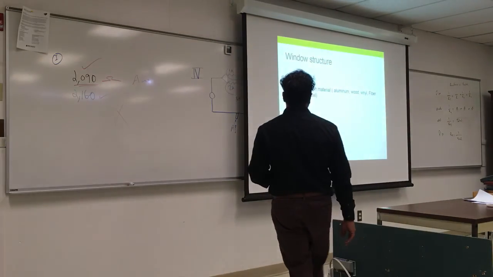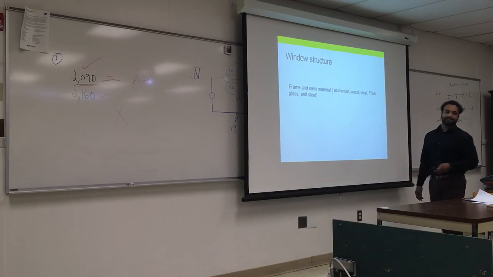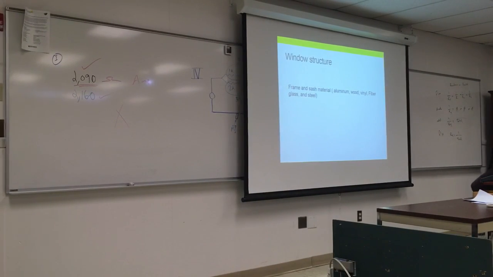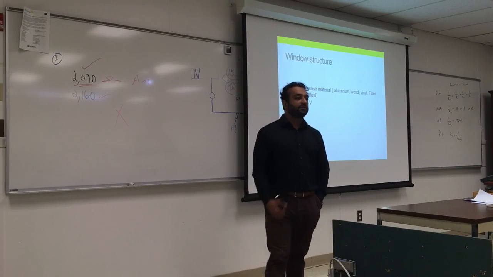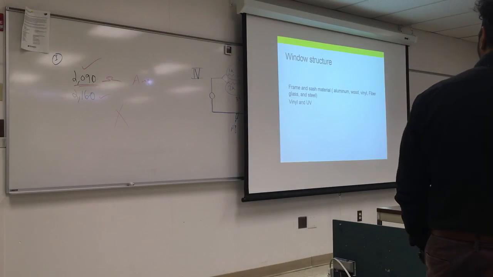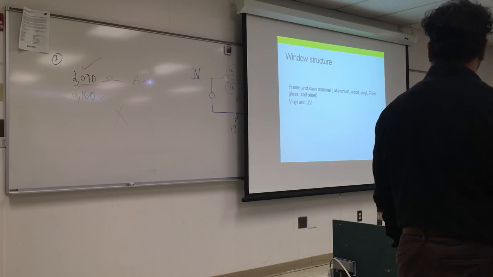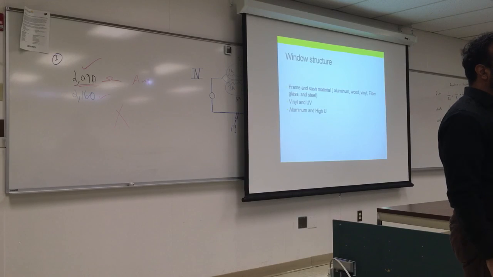Window structure: we use frame and sash materials like aluminum, wood, vinyl, fiberglass, and steel. These are the most common ones. There are some new ones, but these are the most common. Vinyl and UV: we said vinyl is great, but it has issues with UV. But now there are some vinyl windows with built-in UV protection, so it can work very well, especially in certain places. Aluminum has a very high U factor. This is the problem with aluminum. It conducts heat very fast. It's going to leak your heat to the outside.